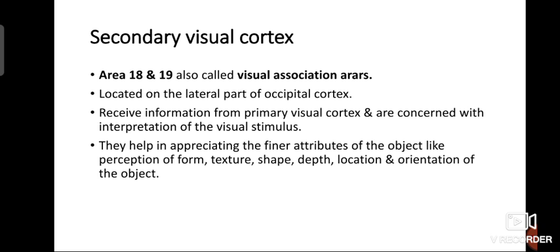Secondary visual cortex. Areas 18 and 19, also called visual association areas, are located on the lateral part of the occipital cortex, receive information from the primary visual cortex and are concerned with interpretation of the visual stimulus. They help in appreciating the finer attributes of the object, like projection of form, texture, shape, depth, location, and orientation of the object.